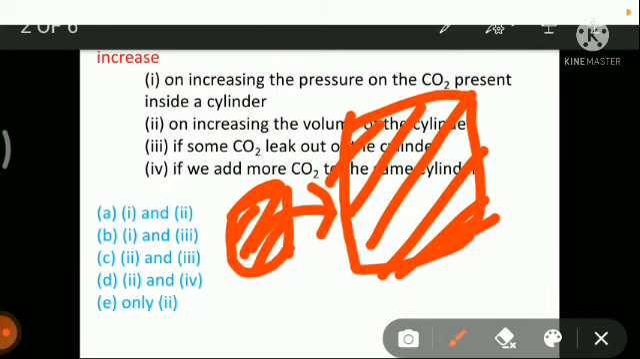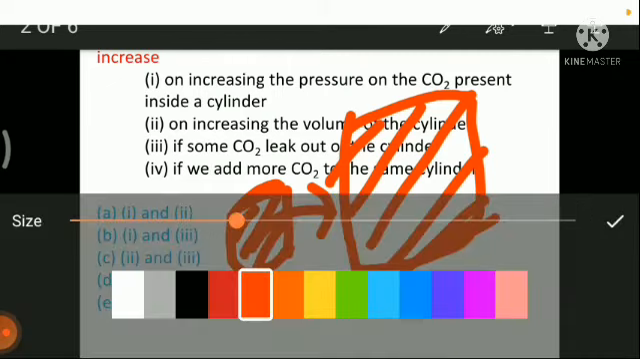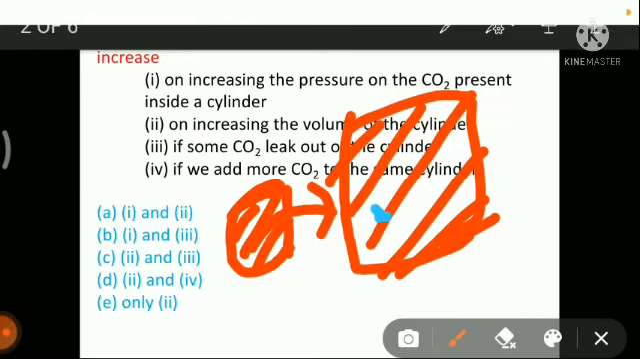Yes, so that means if the volume of the cylinder is increased, the volume of the gas will also increase. So if the volume of the gas increases, we will see that the gas particles which were present nearby one another will now be able to move to a larger distance. So that means the distance between them will increase. So from this we can say that the second condition will increase the distance between the gas particles due to the increase in the volume.